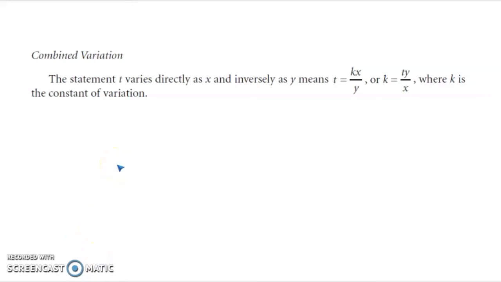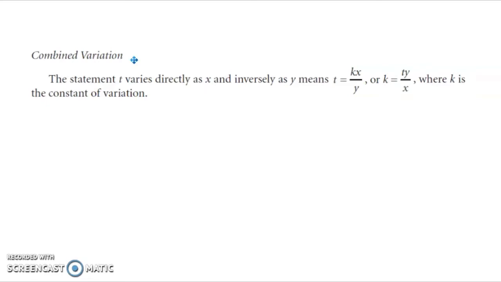So for today's discussion, we are on the last kind of variation, and that is combined variation. From the word itself, combined variation means this is a kind of variation that involves direct variation, inverse variation, and joint variation. That is the reason why we call it combined variation. So we have here the statement t varies directly as x and inversely as y.